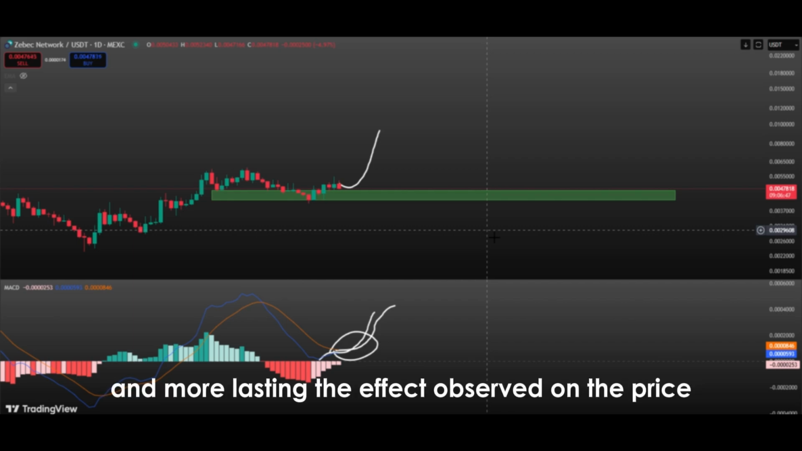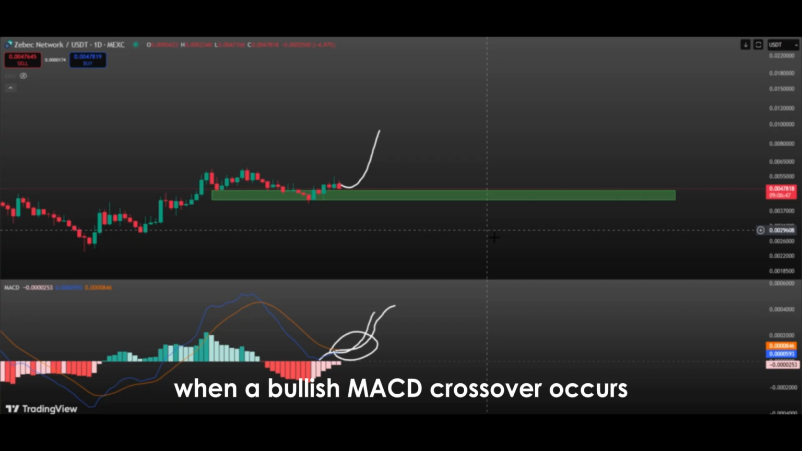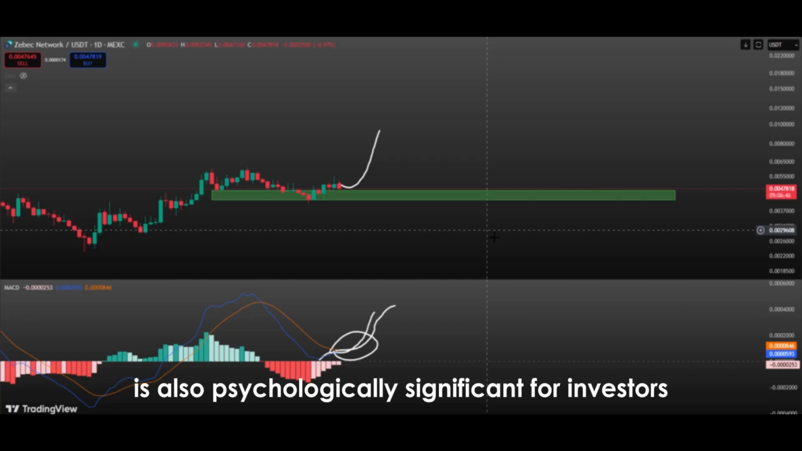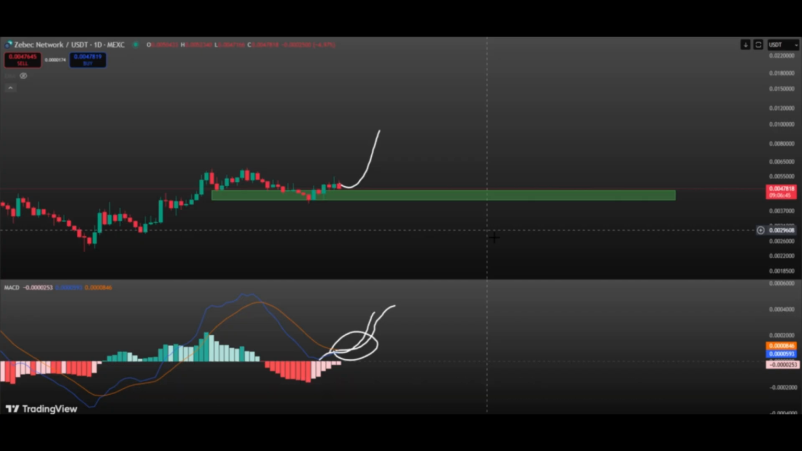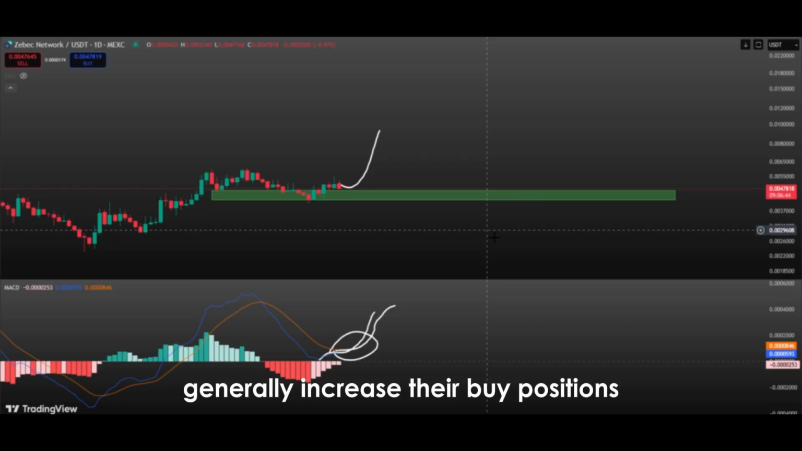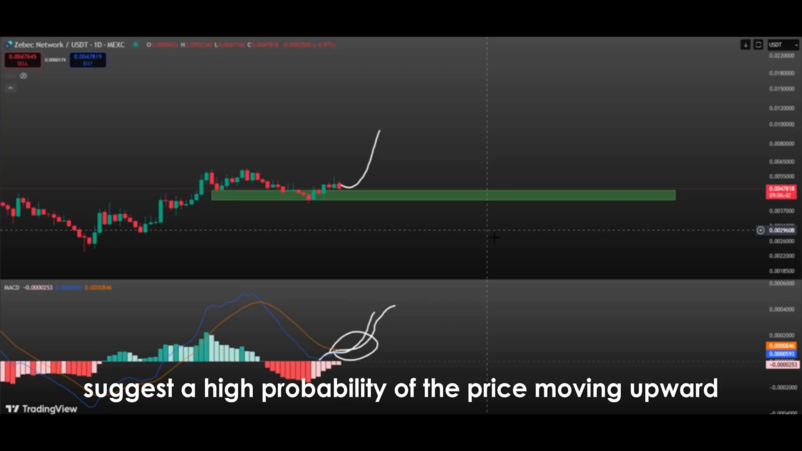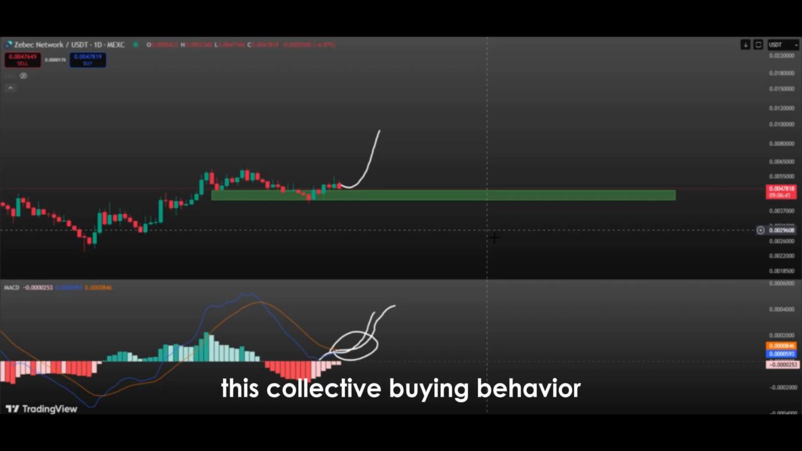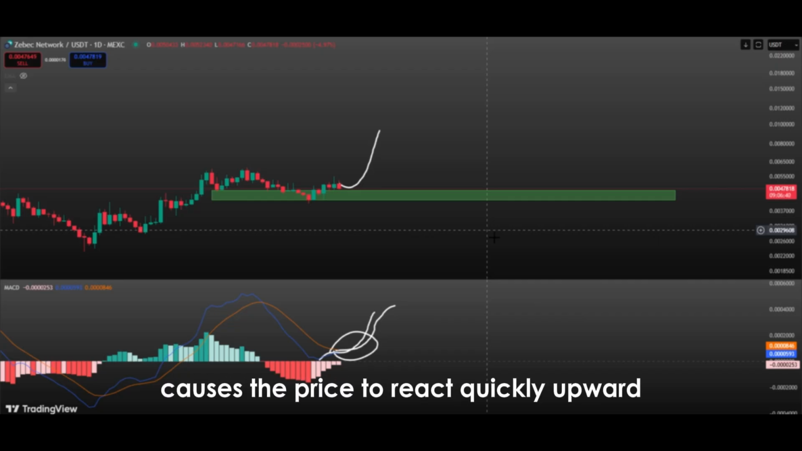The effect observed on the price when a bullish MACD crossover occurs is also psychologically significant for investors. Traders and market participants generally increase their buy positions when they see this signal because technical indicators suggest a high probability of the price moving upward. This collective buying behavior causes the price to react quickly upward.